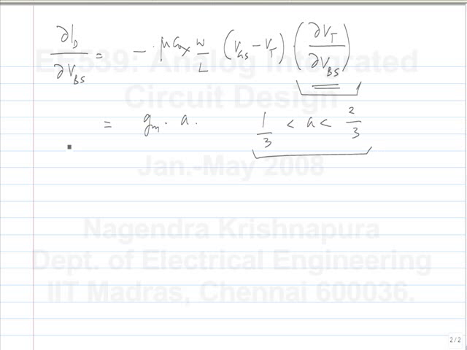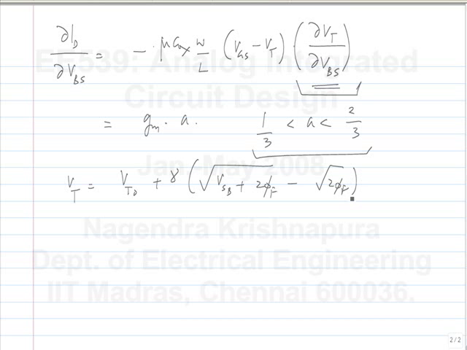VT itself we know is VT naught plus this whole thing, right? So from this we can calculate the derivative. So it will be some fraction of GM. In some cases you would want this to be very small, in some cases actually a large value helps. We will see that later.